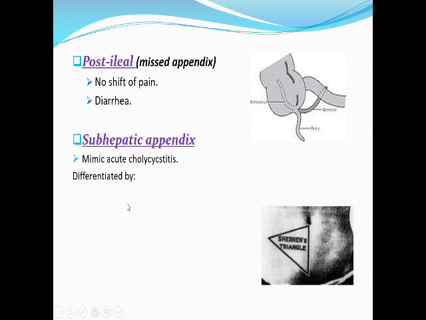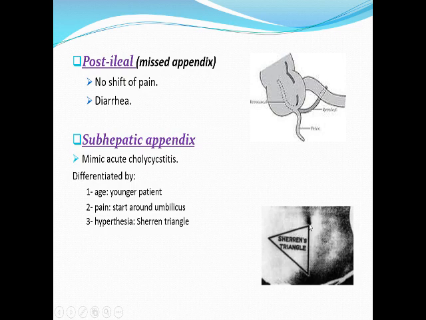The last item, the subhepatic appendix. If you remember the slides of embryology, sometimes the cecum is high up in the abdomen and the appendix is behind the liver. You have to differentiate it from cholecystitis. The age is younger in this patient. The pain starts around the umbilicus in case of appendicitis, and also the hyperesthesia here in the Sherren triangle. This is one of the items in the clinical picture.